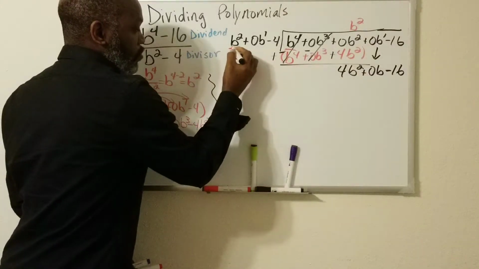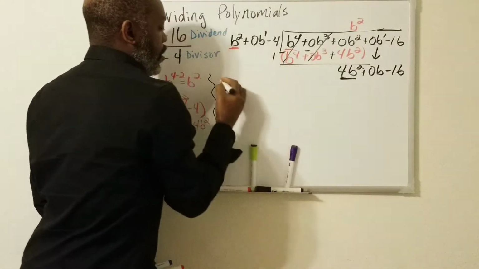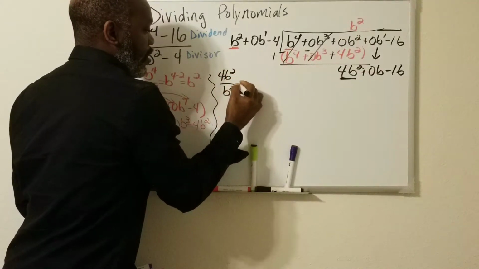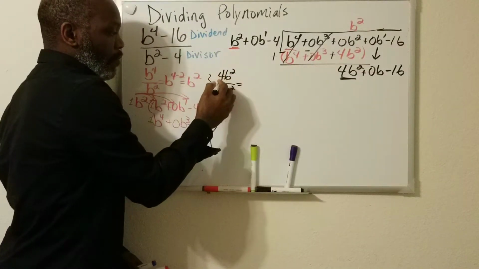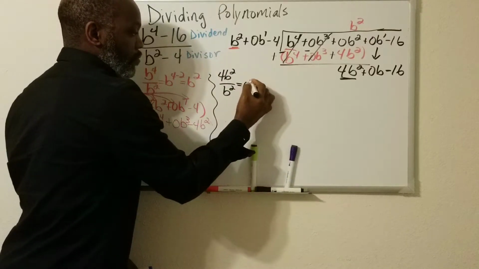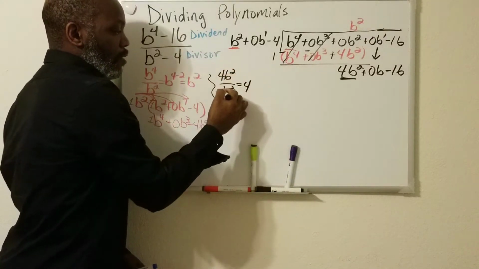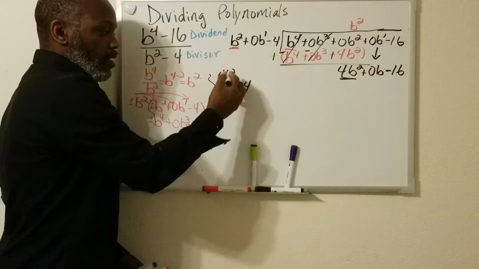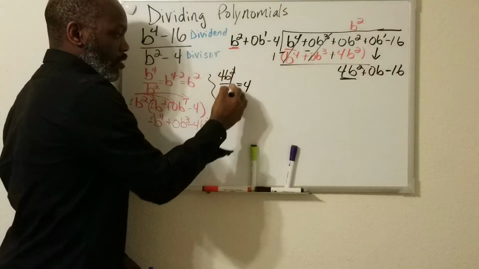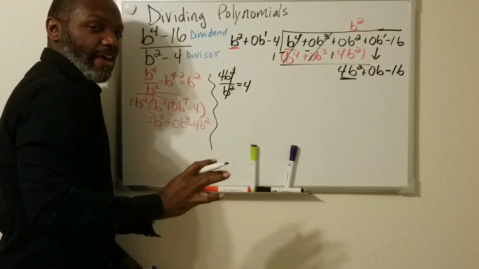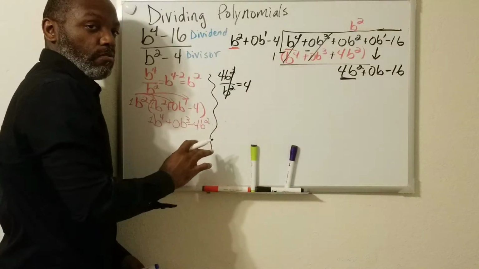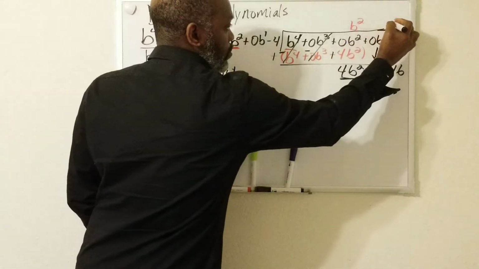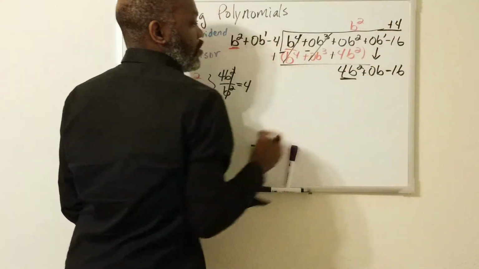I'm going to go back to the first terms, and I'm going to have 4b squared divided by b squared, right? 4 divided by 1 is 4. And b squared divided by b squared is 1, right? Any number divided by itself is 1. Okay, so those reduce out, not cancel out, because canceling means it's 0, but in this case it's 1. So it's a positive 4, and I put it above the negative 16.